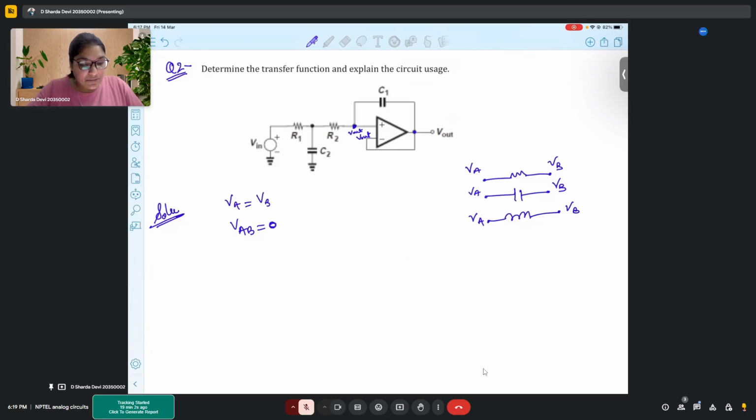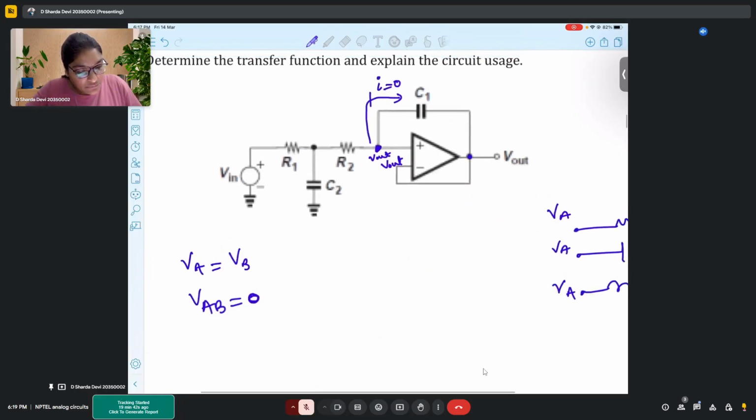Now, since there is a capacitor connected between the output and the positive or non-inverting terminal of the op amp, the potential difference across the capacitor C1 is zero, as both the voltages are equal. So if both the voltages are equal and the potential difference is zero, ideally what would happen? We would not see any current flowing through the capacitor, correct? So there won't be any current through C1. This is clear to us from the circuit.